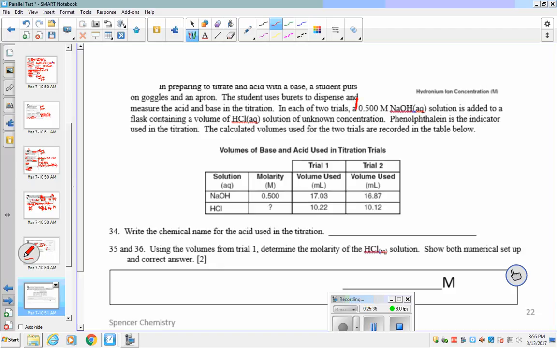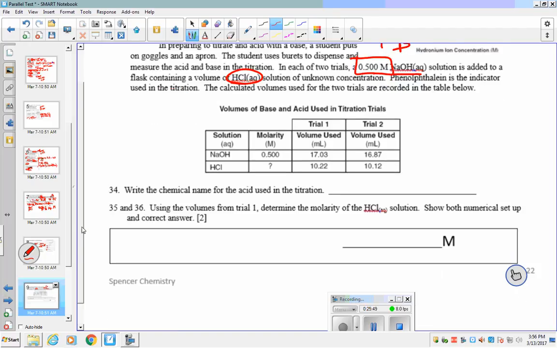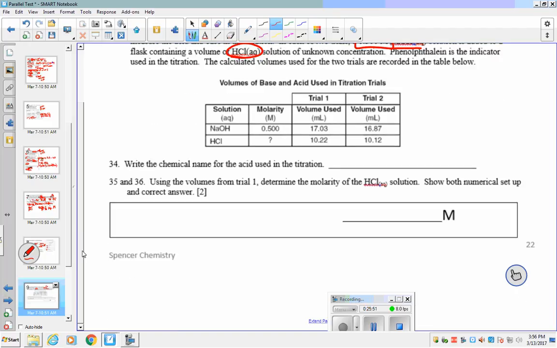In each of 2 trials, a 0.5 molar sodium hydroxide solution is added to a flask containing a volume of HCl, which is going to be our acid of unknown concentration, and we're using a phenolphthalein indicator. We want to write the chemical name for the acid used in this titration. It's going to be hydrochloric acid. And it is written as an acid with an aq, so hydrogen chloride is wrong. Please write out hydrochloric acid.